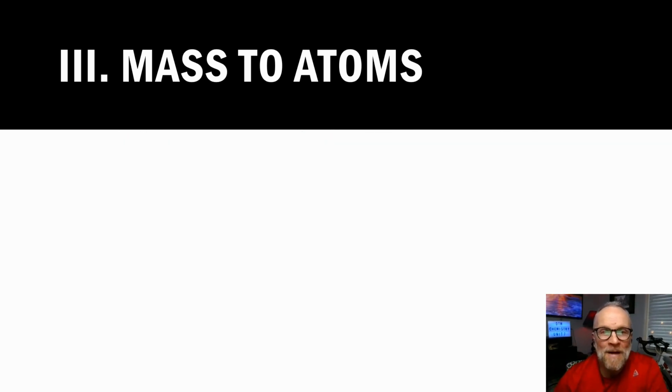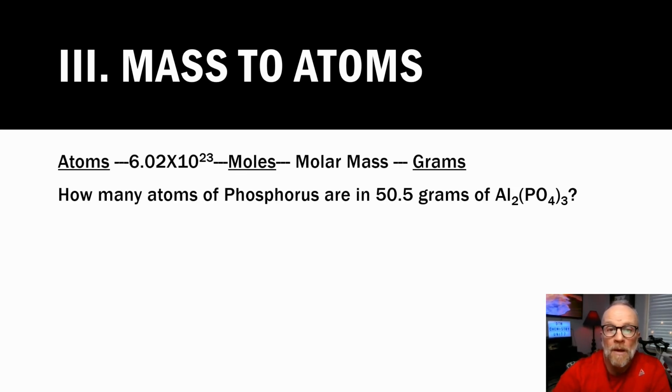Okay, so now we have a little bit of a wrinkle to mass to atoms type of problems. In this particular problem, we are going to calculate the atoms of phosphorus, just phosphorus, in aluminum phosphate. And so we are interested just in the phosphorus part of the compound. You might ask yourself, well, how do we do that? Well, we get to moles of the compound, Al2(PO4)3, aluminum phosphate. For every so many moles, we have 3 moles of phosphorus. And then we can get to atoms of phosphorus by multiplying that by Avogadro's number.